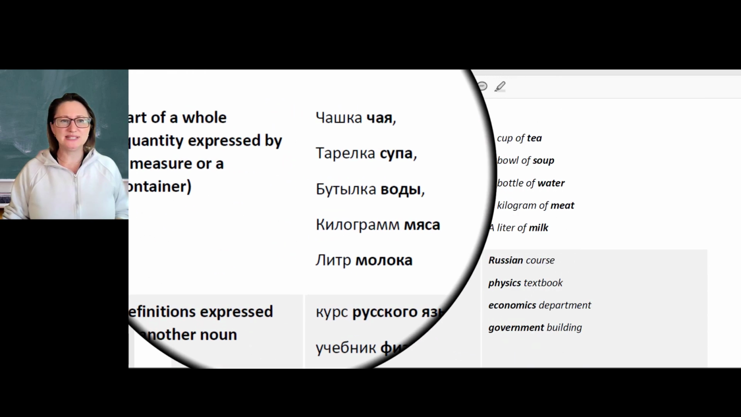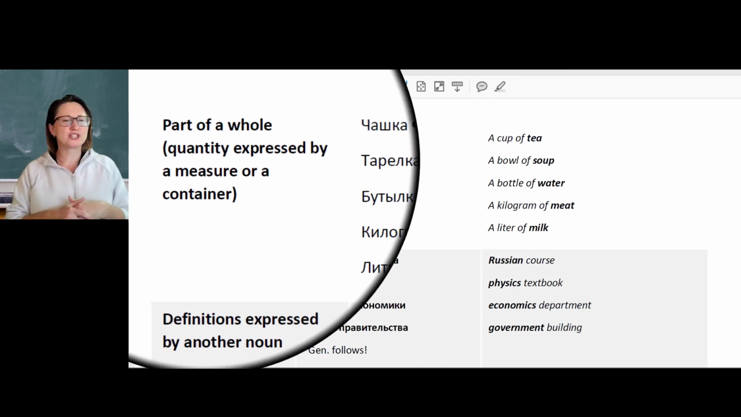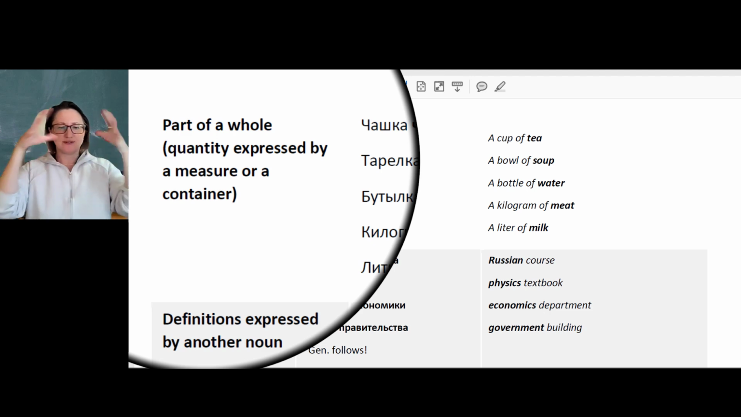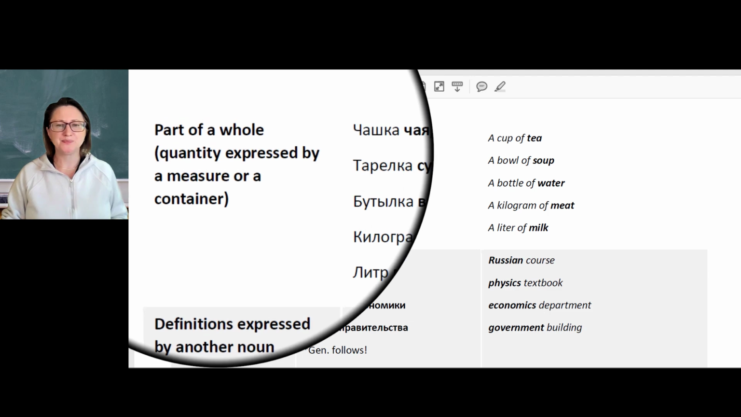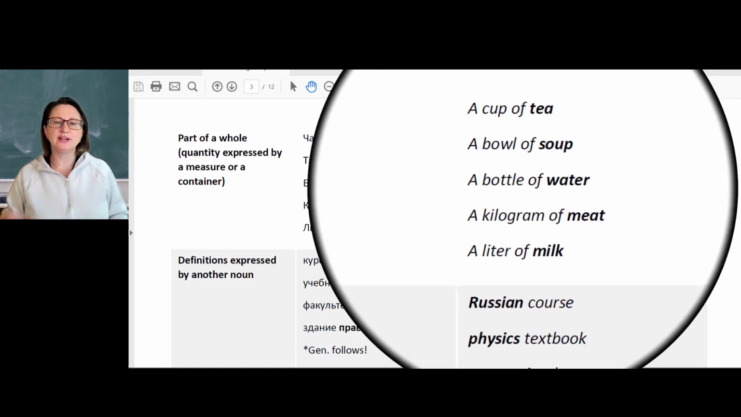Okay, then the next one is the rule that's officially called part of a whole. So when you have something and we only take part of it, and usually it's a quantity expressed with some kind of a measurement or a container. So let me show you English examples. Here we have a cup of tea, a bowl of soup, a bottle of water, a kilogram, like a pound, of meat, a liter, like a gallon, of milk. So here we have some kind of a measurement or a container of something else, where there's all the tea in the world, but there is just a cup of it. There's a whole pot of soup, but there is a bowl of it.